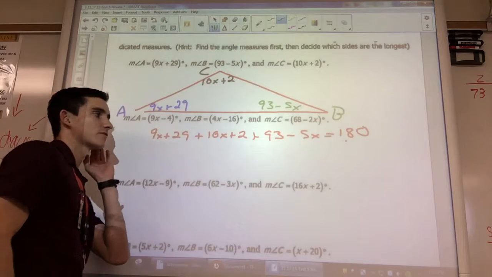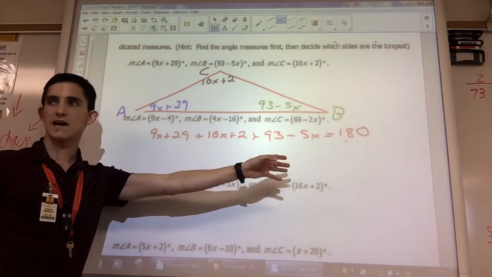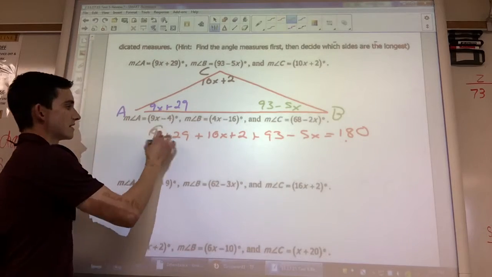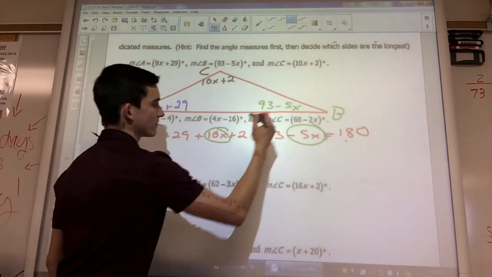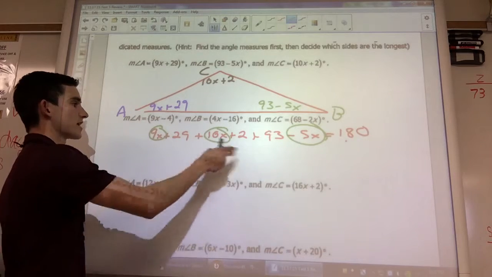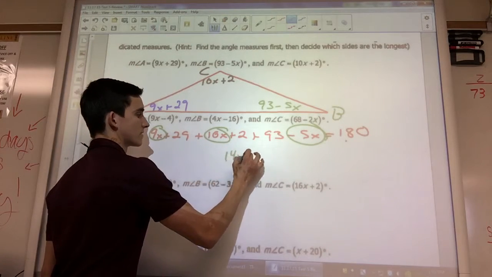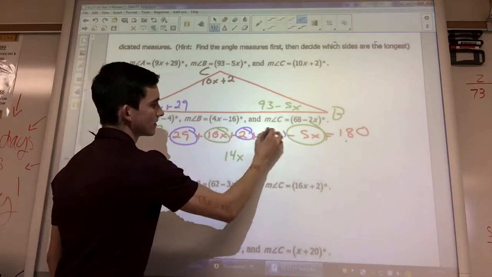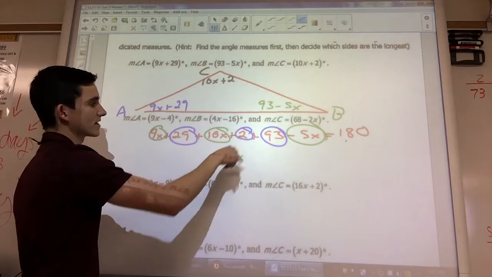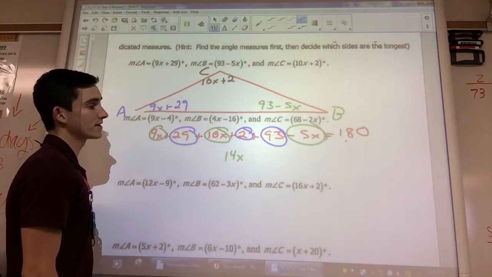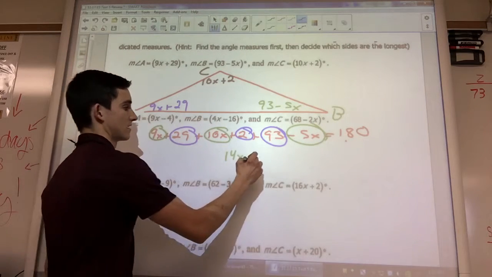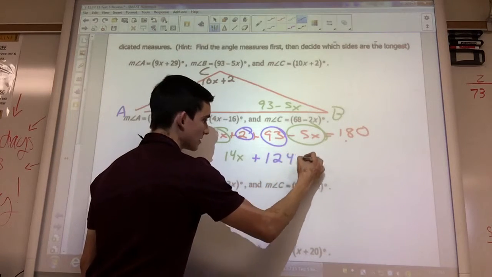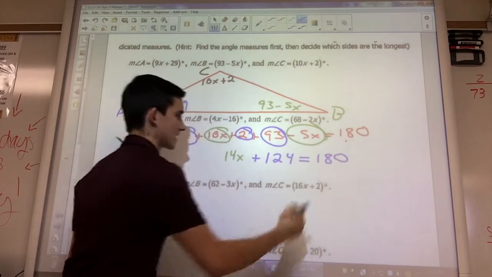That might be kind of intimidating to some of you, but it's actually really easy. First thing you do, combine all your like terms. In other words, 9x, 10x, negative 5x, combine them all. That's 14 x's. Combine all these: 29, 2, 93. So that's 95, that's 115, 124. Again, if I do something wrong on this, I apologize. You can just let me know. I'll figure it out.